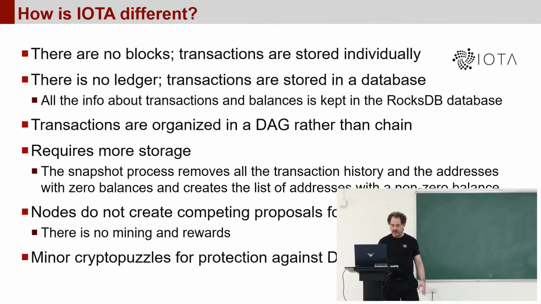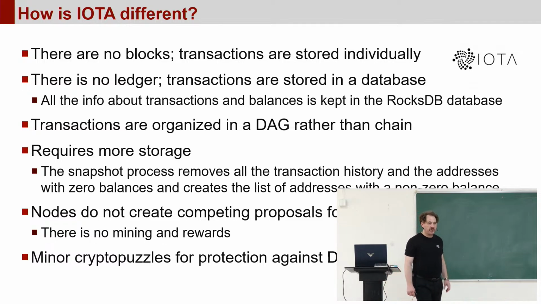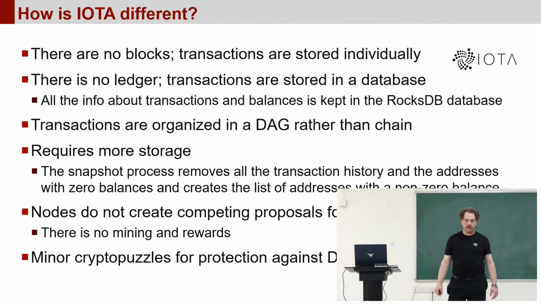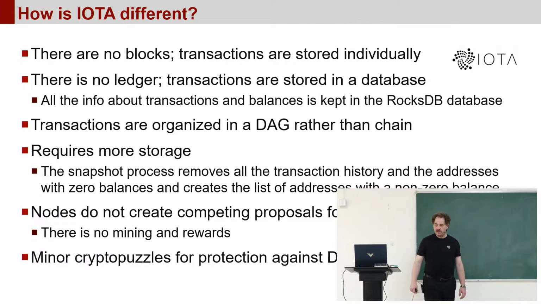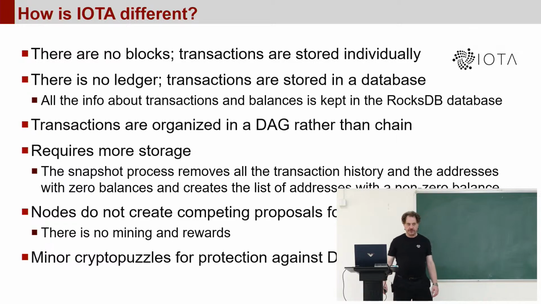Of course, this organization requires more storage, because now we need to keep track of the edges. There would be more edges between the vertices, and also each transaction needs to be stored as a separate vertex, and that results in a higher storage requirement. So compared to, say, Bitcoin, IOTA requires more storage.